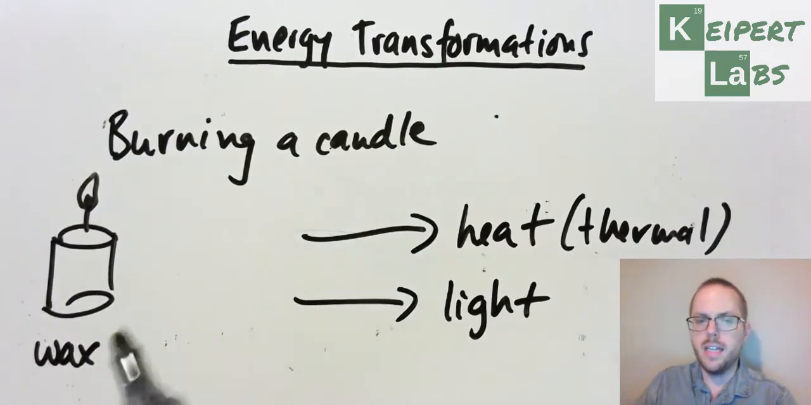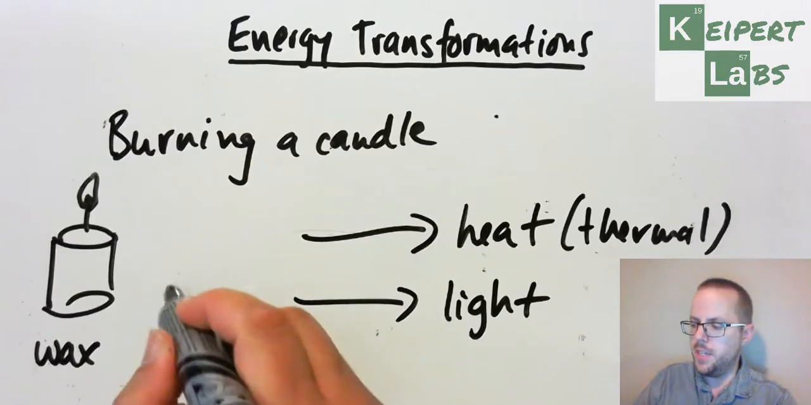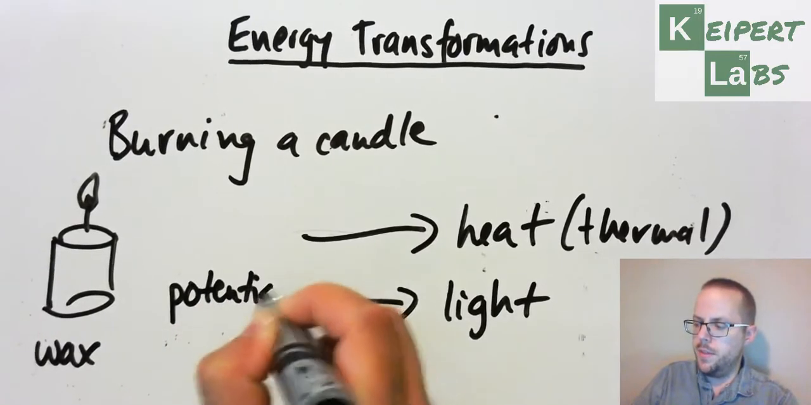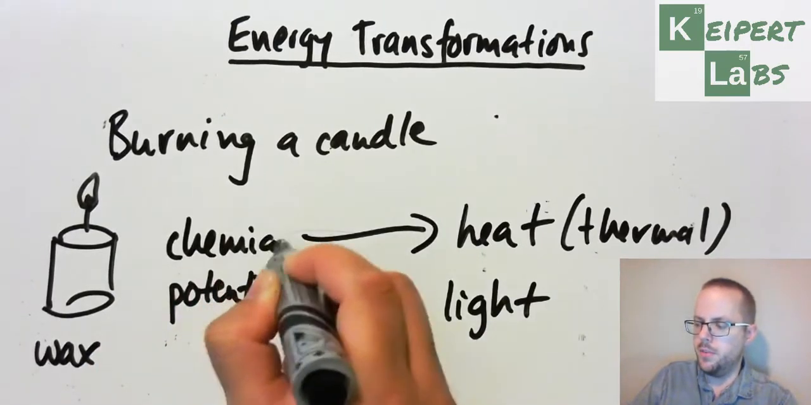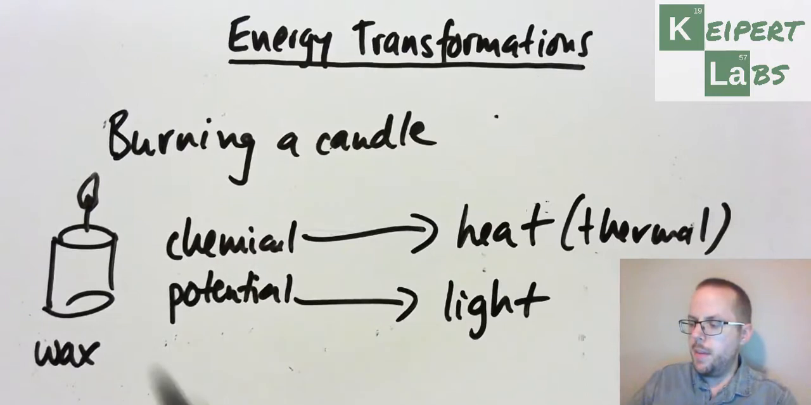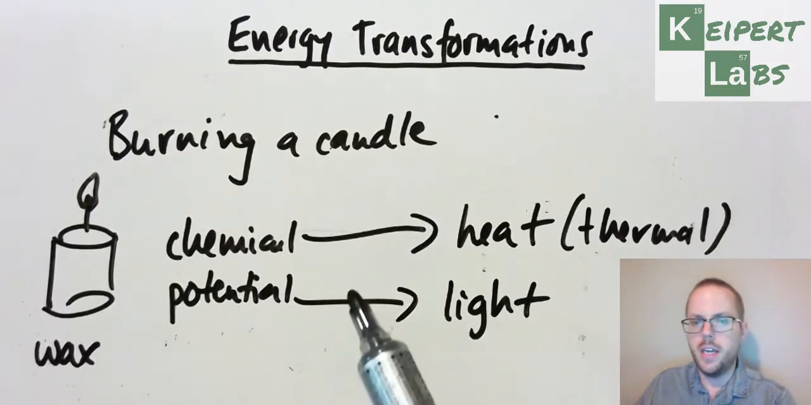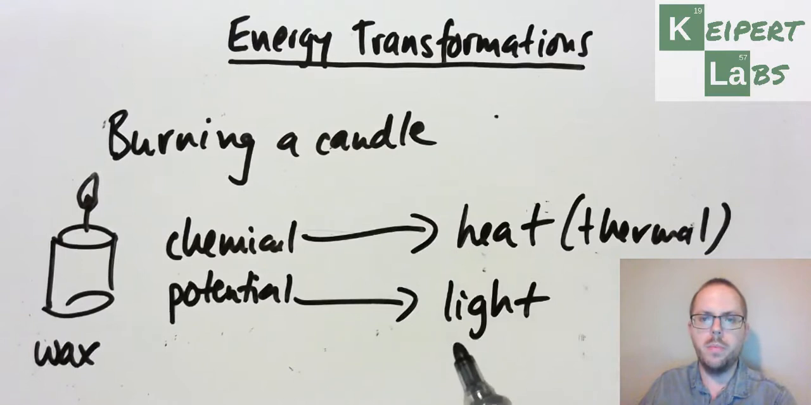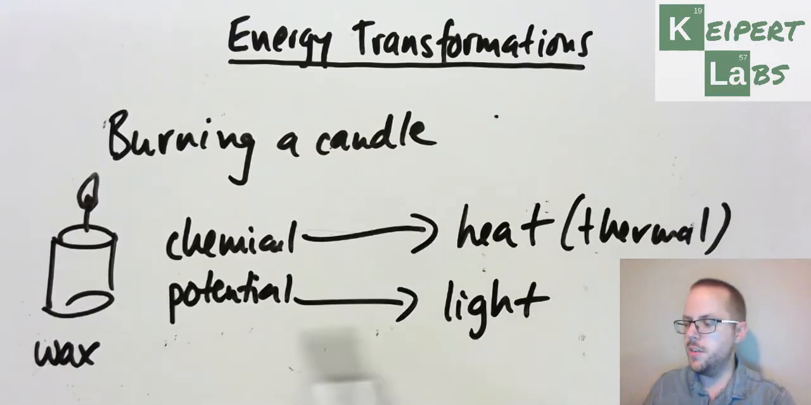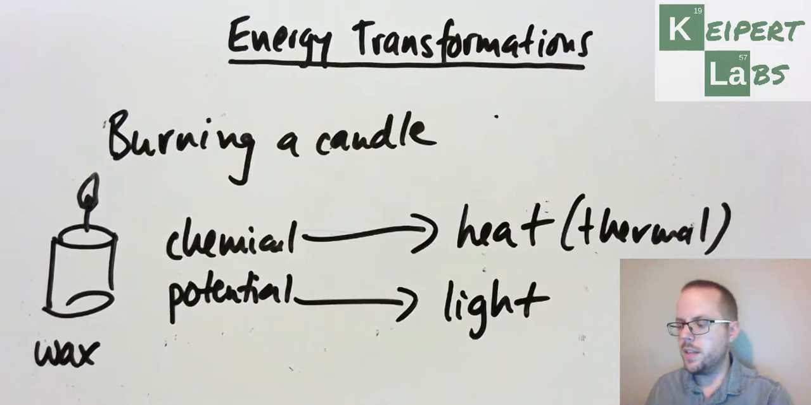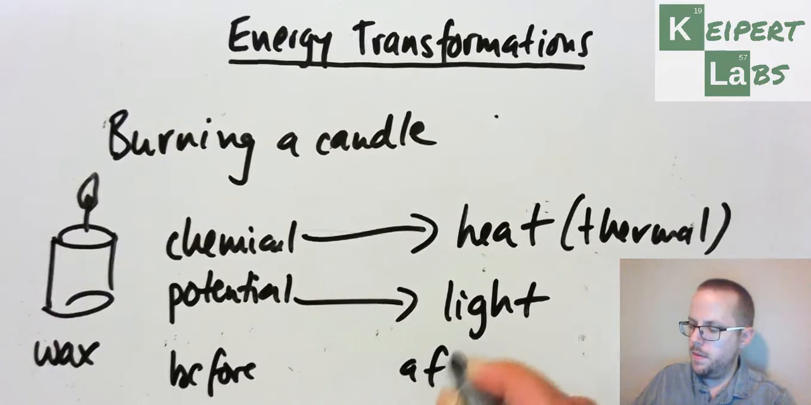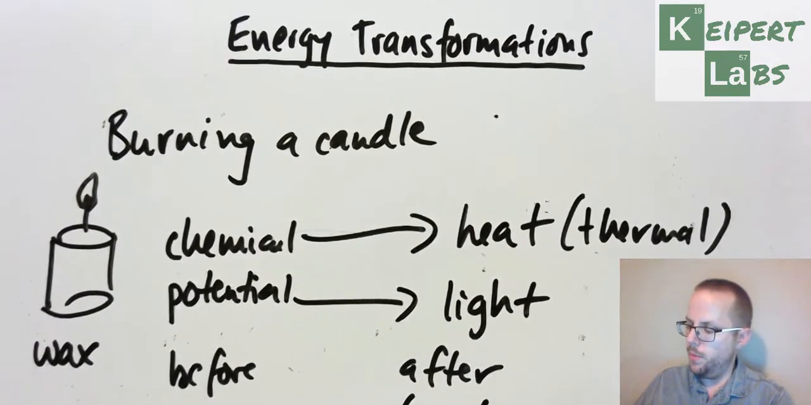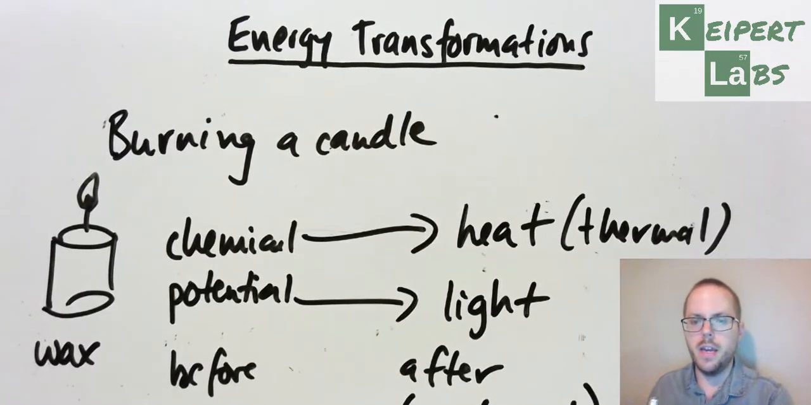Okay, and so it's energy that is stored, so it's going to be a type of potential, and it's stored because of the nature of the substance that the candle is made of, which makes it a chemical potential energy. So we have chemical potential energy converting into both heat and light when we burn a candle. Okay, so we've got an energy conversion going on here. Alright, so you can see that we've got before and we've got after, and we may have more than one. Okay, so you might end up with more than one type.